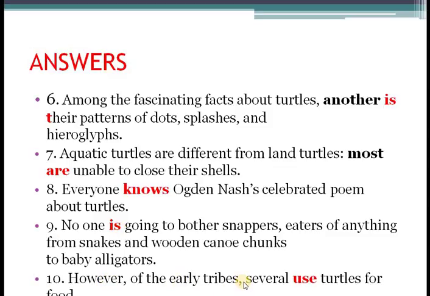However, of the early tribes, several. And remember, we said several is a plural indefinite pronoun. And because it is plural, it takes the verb without an S. So this is from lesson 4. So hopefully you were able to get 10 out of 10.